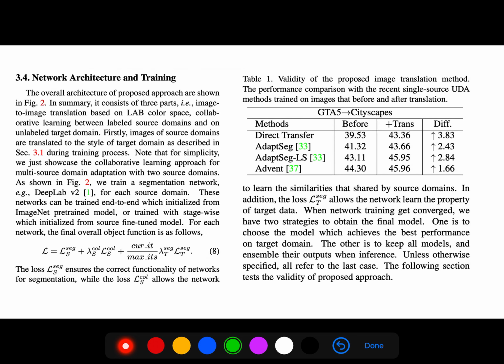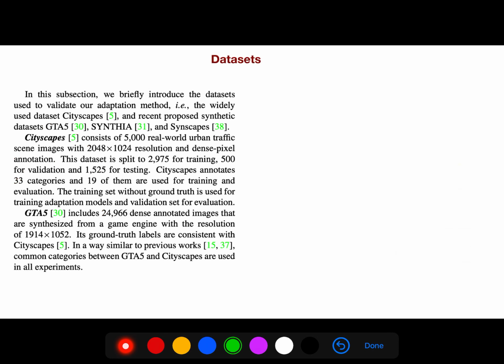And you see what happens when we go from this source domain to these target domains for different methods. This is the validity of the proposed image translation method: the performance comparison with recent single-source unsupervised domain adaptation trained on images before and after translation. So after translation, we have this amount of increase.